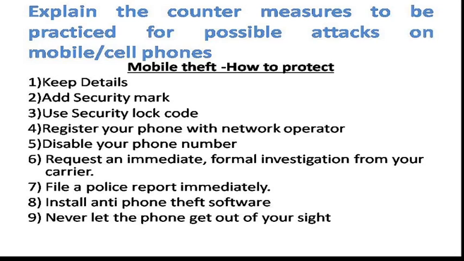So this is your first question. You have to write all the six types of attacks along with the threats and an example for each. And coming to the next question, explain the countermeasures to be practiced for possible attacks on mobile or cell phone. First we have to write what the possible attacks on mobile phones and cell phones are. Just give a small one-line definition for each one. You have six types of attacks. For those six types of attacks, give one-line definitions and then go into the actual answer.